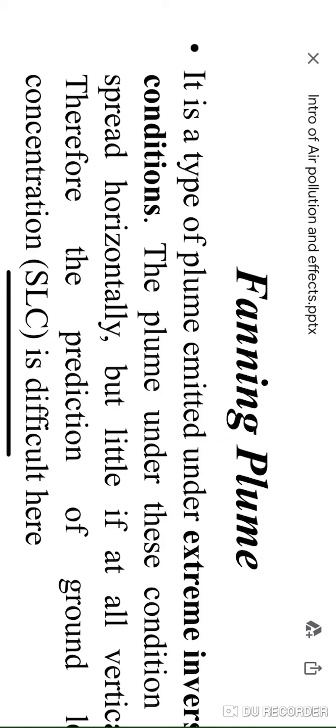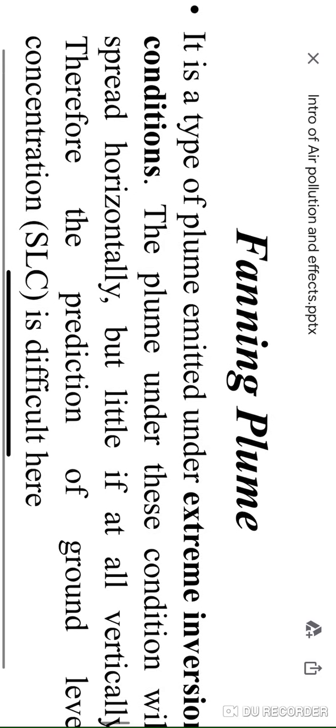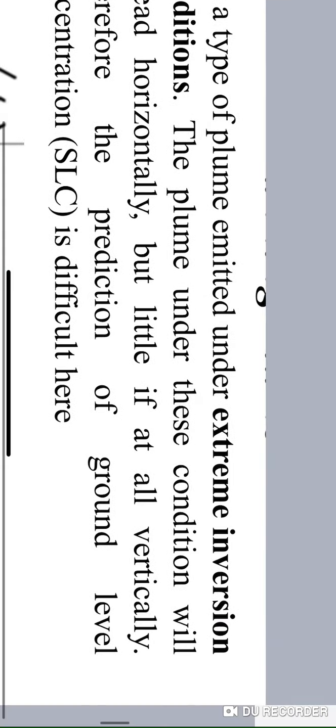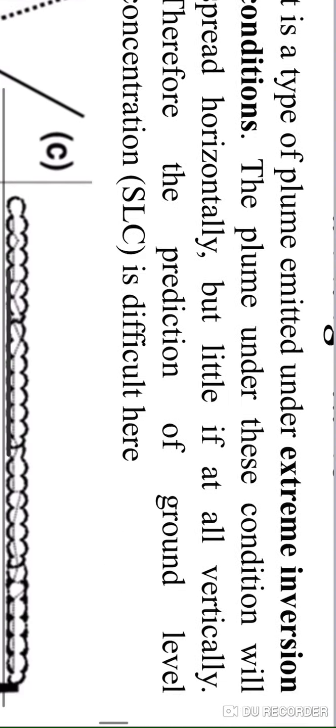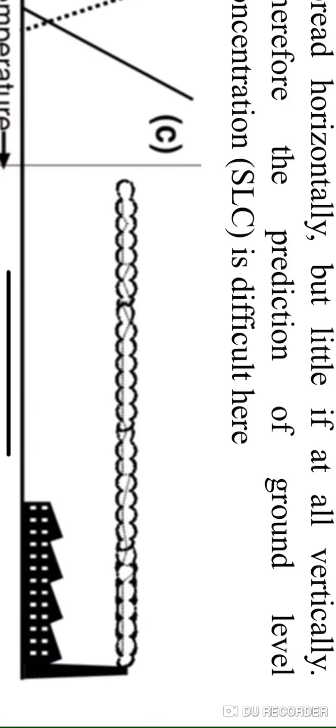Now another type of inversion is the subsidence inversion. Radiation inversion usually occurs near the earth surface, and subsidence inversion usually occurs at the top of the troposphere, or above the tropospheric layer, we can say. It is a type of plume emitted under extreme inversion conditions. The plume under these conditions will spread horizontally, but little if at all vertically. Therefore, the prediction of ground level concentration is difficult here. We cannot predict where it is going to fall down.